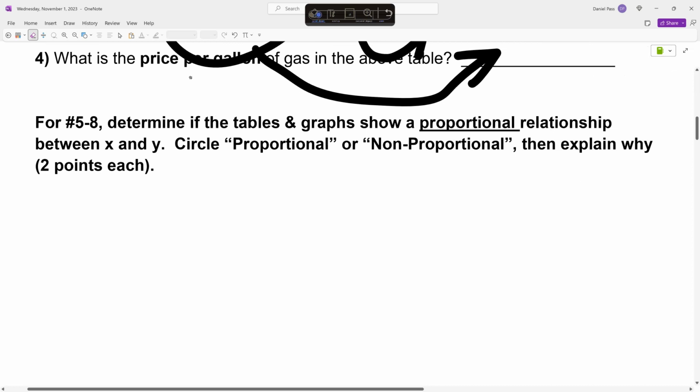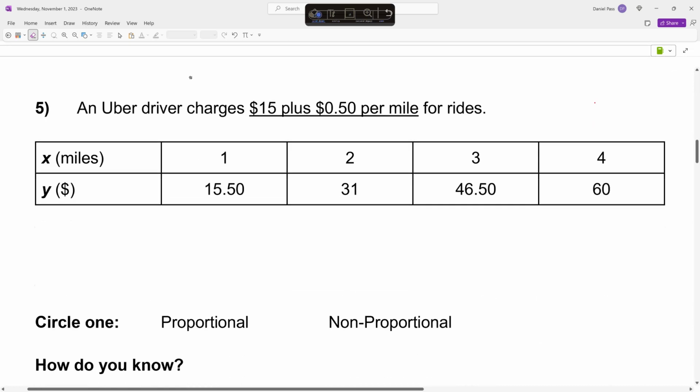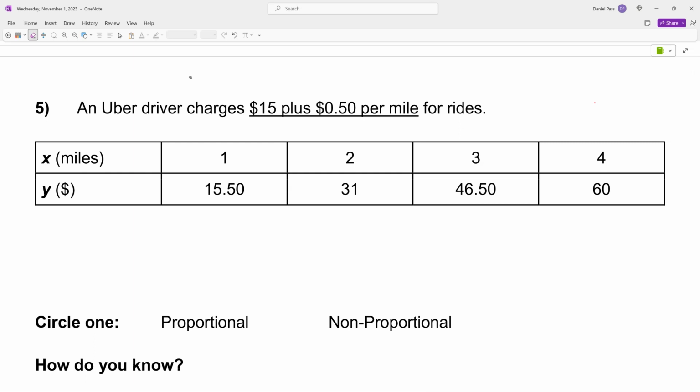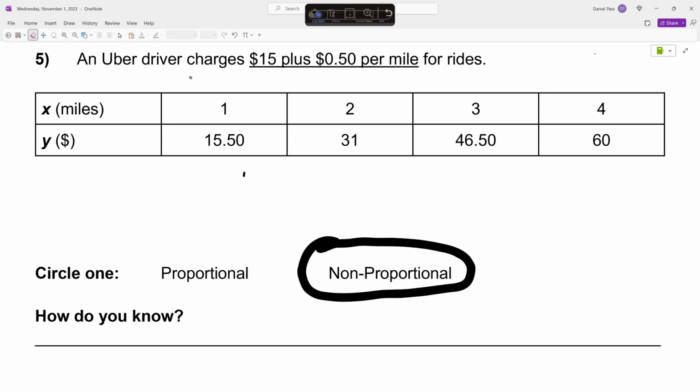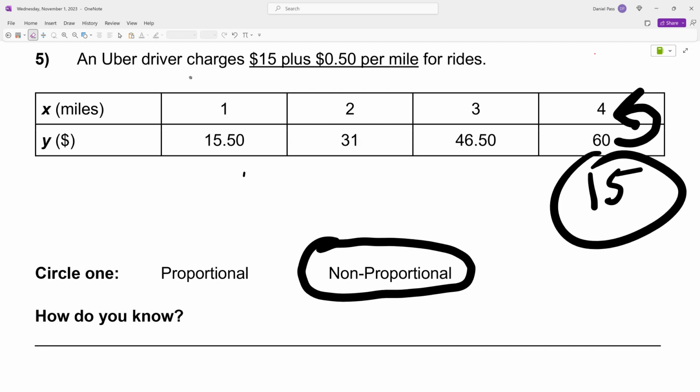How do we do number 5? Okay, so the first 3 are okay. It's non-proportional. That's correct. Now, how do you know? Because 4 and 60, we divide 60 by 4, we get 15. Did I do that right? Yes. So that means that this unit rate here is 15.